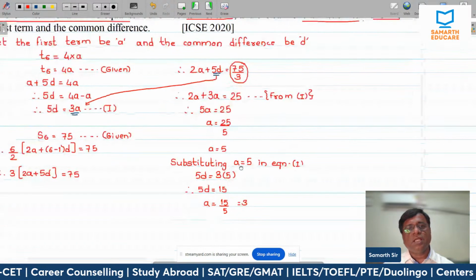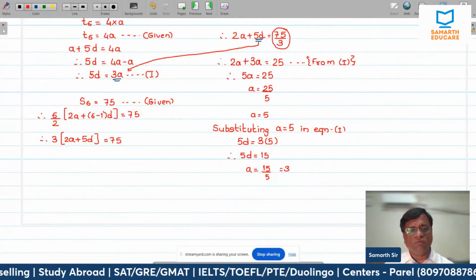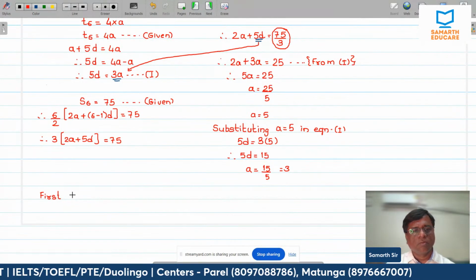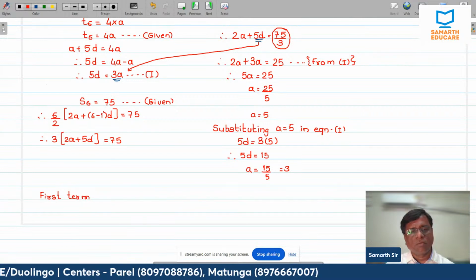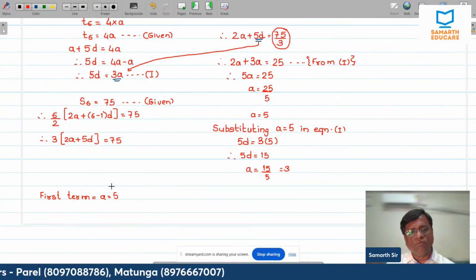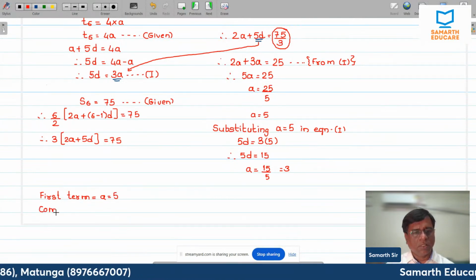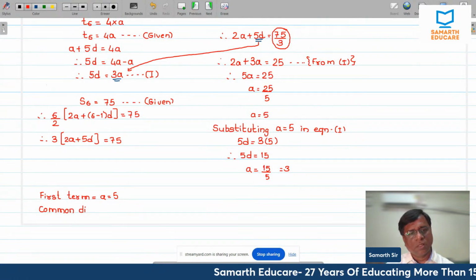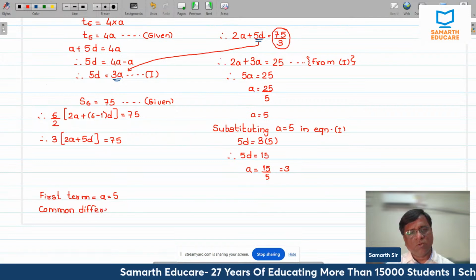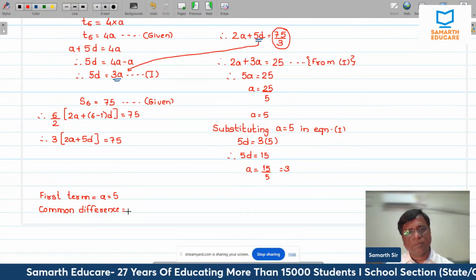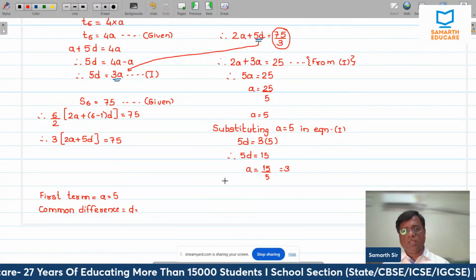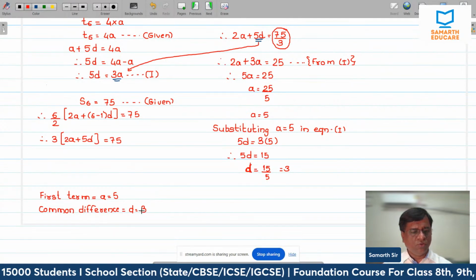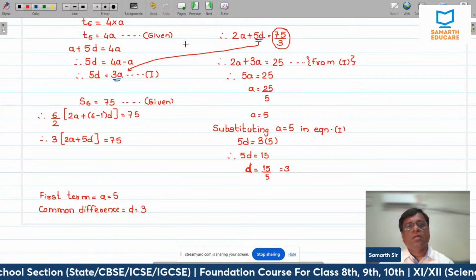Once again, I'm supposed to write the final answer. Therefore, first term is equal to a is equal to 5. Common difference is equal to d. This is d, not a, d. Is equal to 3. All right.